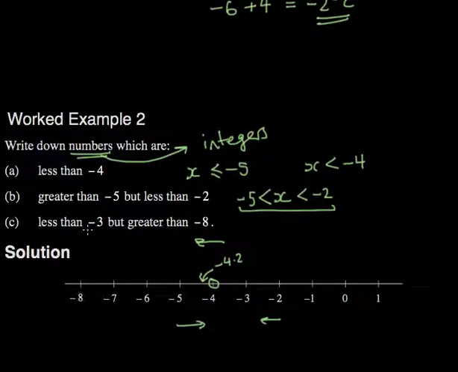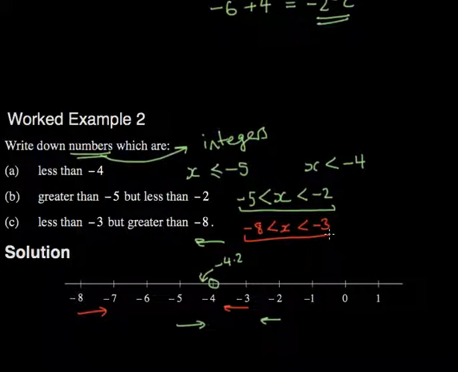And what about the final one, less than -3? So I'll do this in red. So less than -3, but greater than -8. Because I can't include -3 and -8, I'll write -8 is less than x, and x is less than -3. And that is my answer for that.